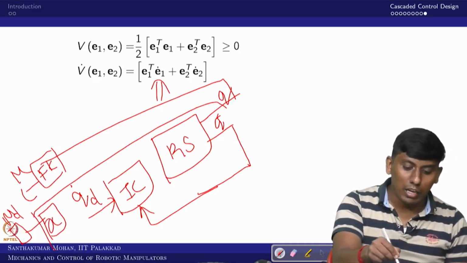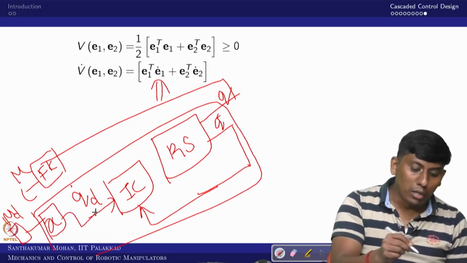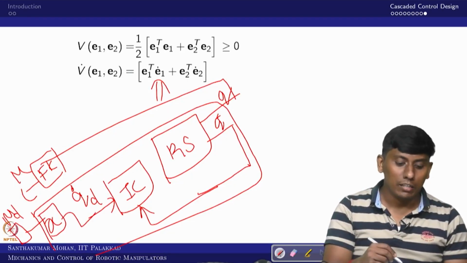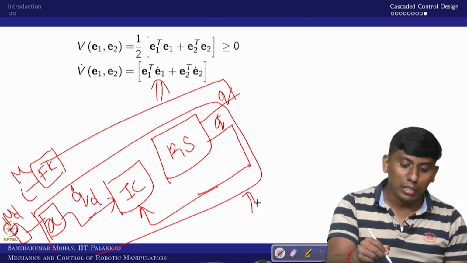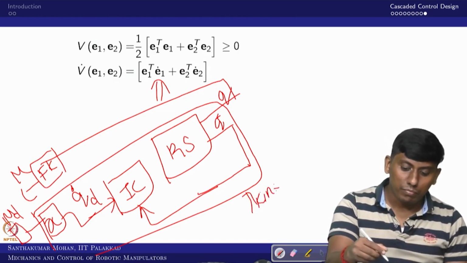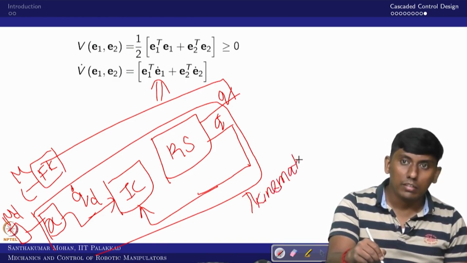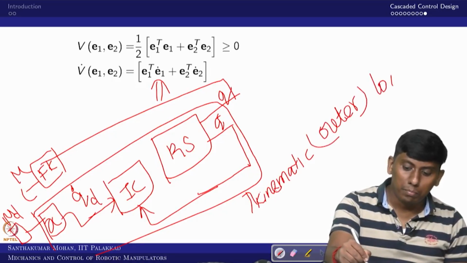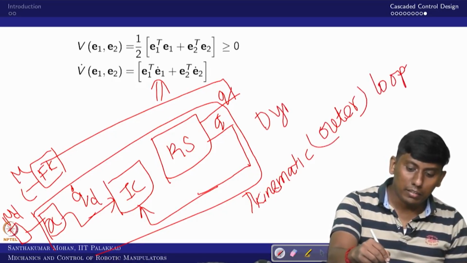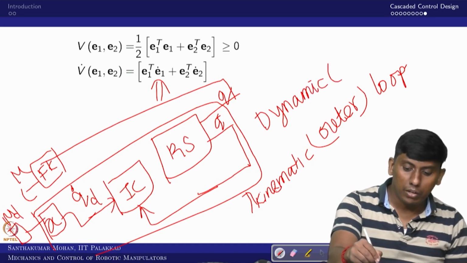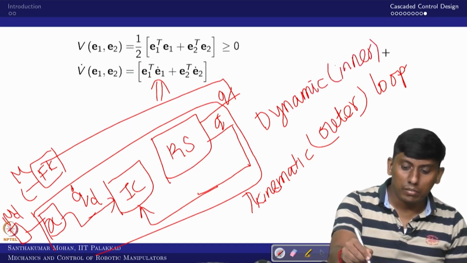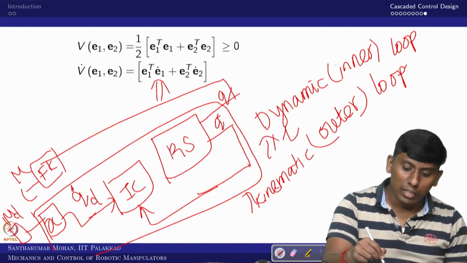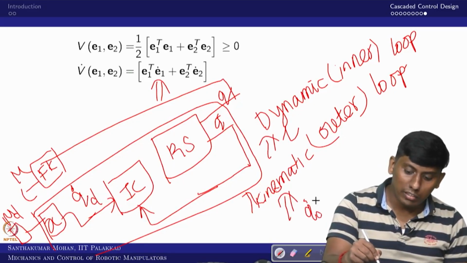So that is why it is a two stage. The outer loop control will give the Q dot desired. That is why it is called cascaded, but dual loop, because the kinematic loop is the outer loop, and the dynamic loop is the inner loop, inside. So this is controlling tau, and this is controlling Q dot desired.